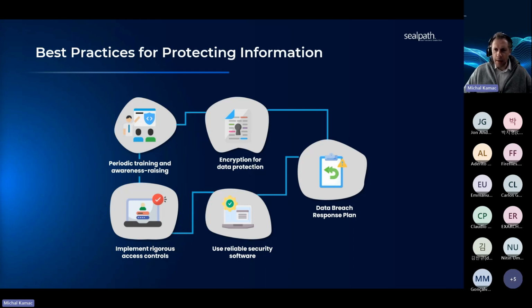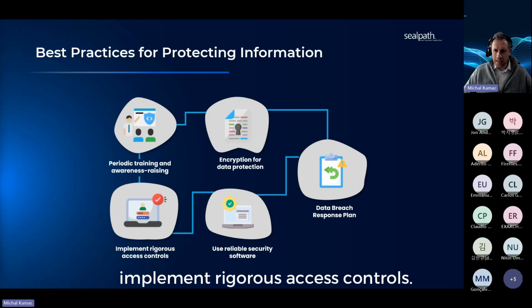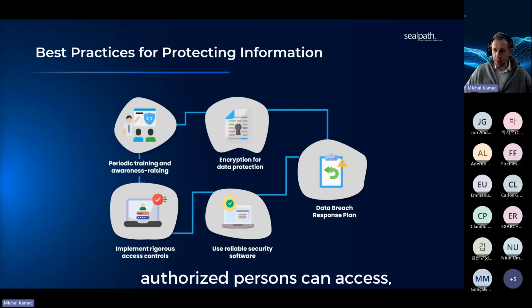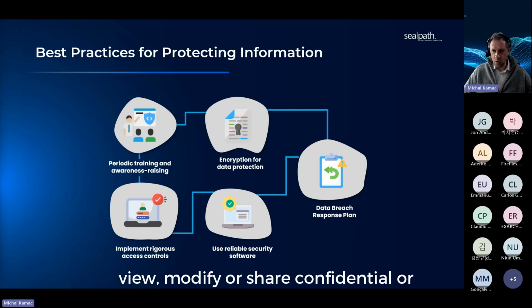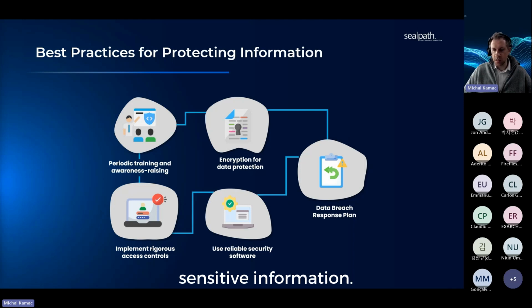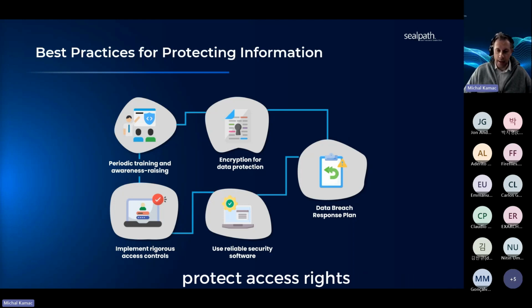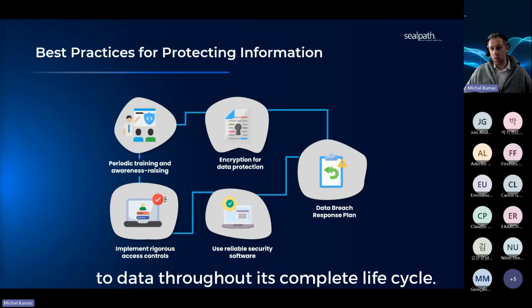And finally, implement rigorous access controls. Apply strict measures to ensure that only authorized persons can access, view, modify, or share confidential or sensitive information. And this can be achieved by implementing security policies and technologies that protect access rights to data throughout its complete life cycle. Okay.